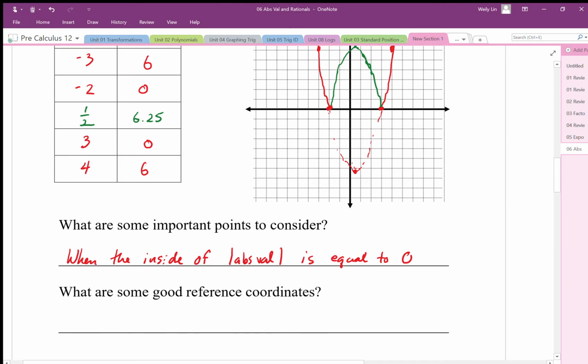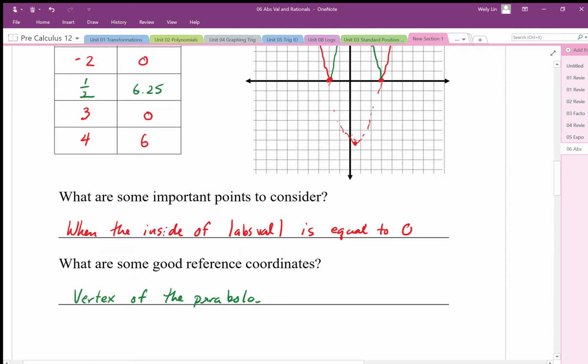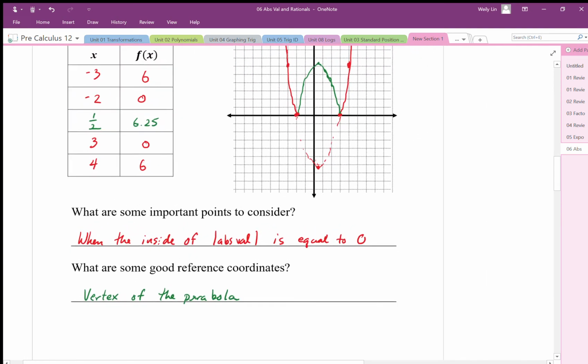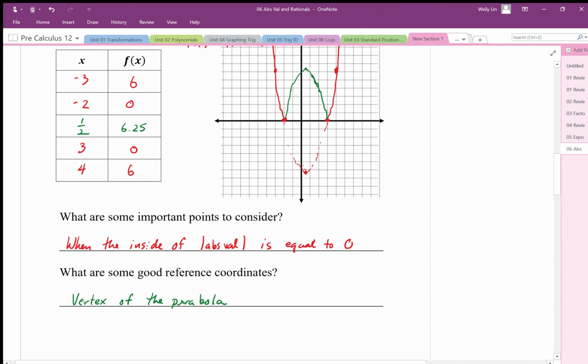The other good reference to use is the vertex. The vertex of a quadratic is very important. So we get the zeros, that marks the boundaries where we're going to fold the graph. The vertex helps us identify where that graph is going to be. It's good to know where the original vertex is as well. And we're able to draw the function much better that way.